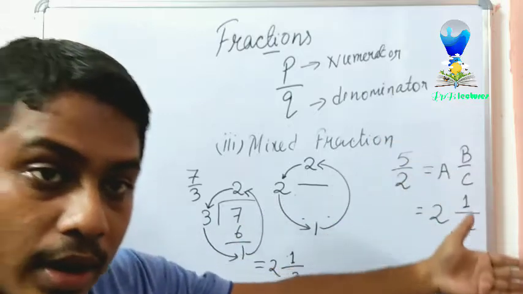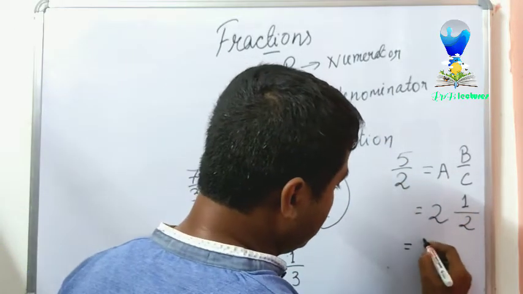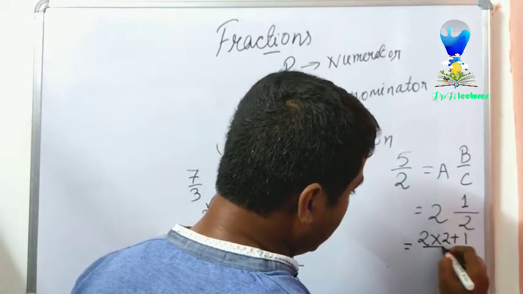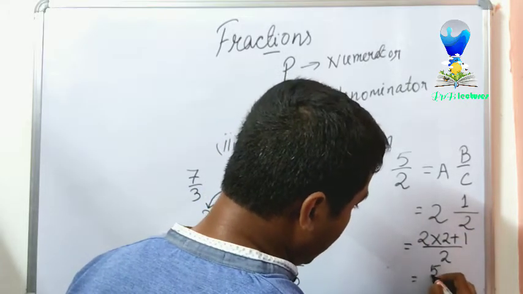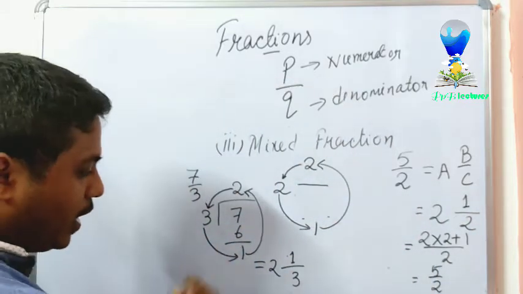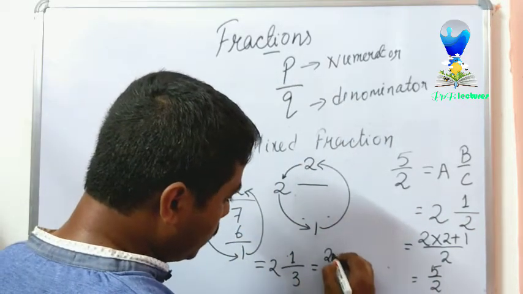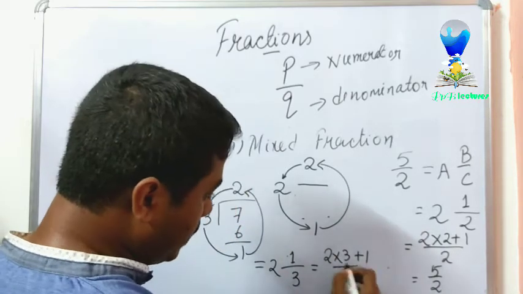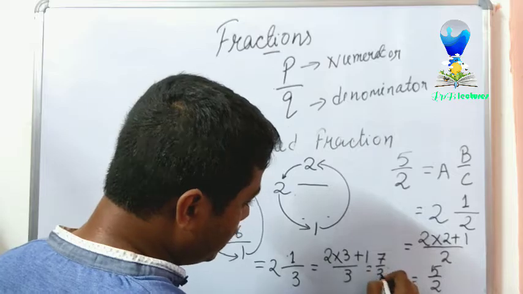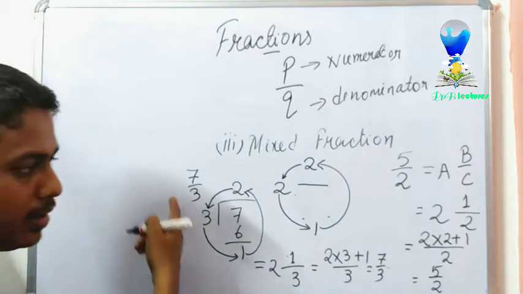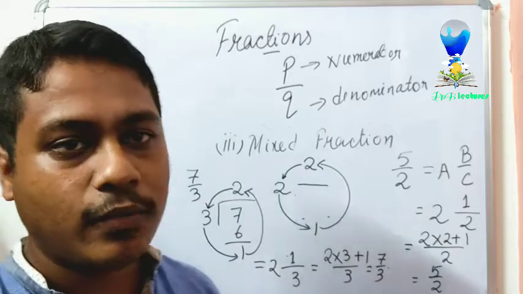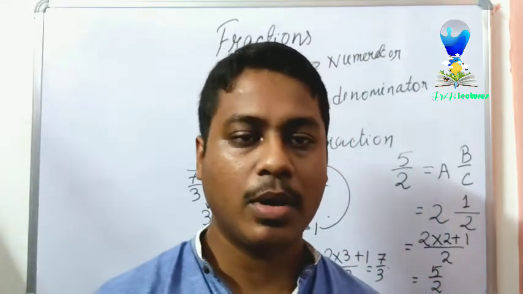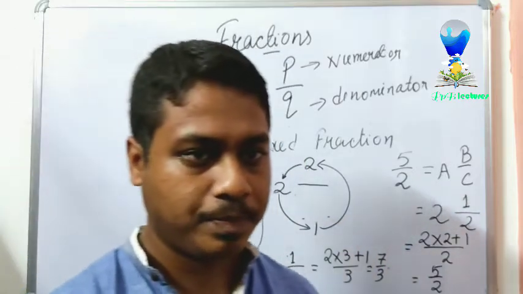Then how to convert into an improper fraction? This is 2 into 2, 2 into 2 plus 1 divided by 2. So it will be equal to 5 by 2. Same way if I want to convert this, it will be 2 into 3 plus 1 by 3. So this will be 2 3s are 6, 6 plus 1, it is 7 by 3. As you can see, this is your number. So these are the different types of fractions. That is a proper fraction, improper fraction, and a mixed fraction.